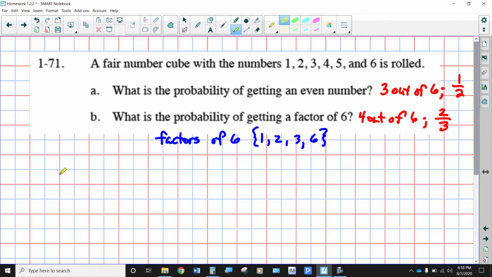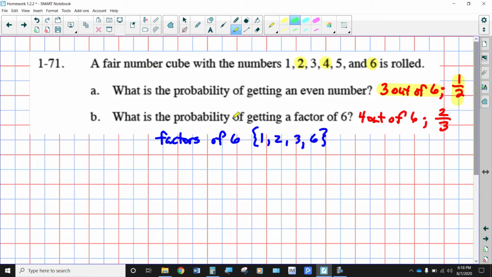All right, so another probability problem. A fair number cube with the numbers 1, 2, 3, 4, 5, and 6 is rolled. It's kind of like rolling dice, right? What is the probability of getting an even number? Well, how many even numbers are there? 3 out of the 6 are even numbers, so half of the numbers are even, so that would be a 1/2 probability.